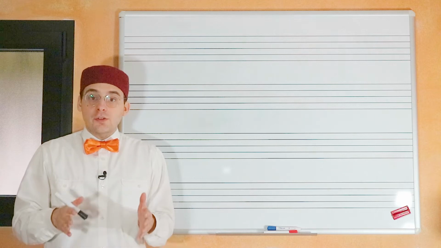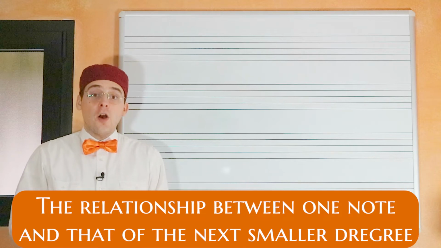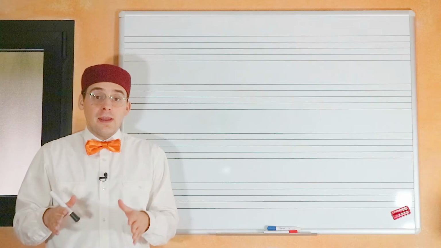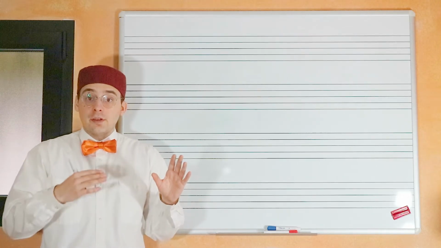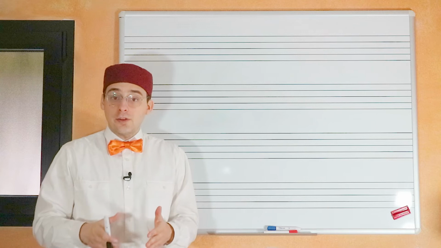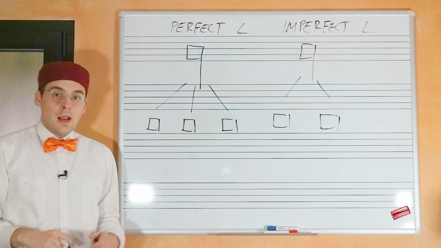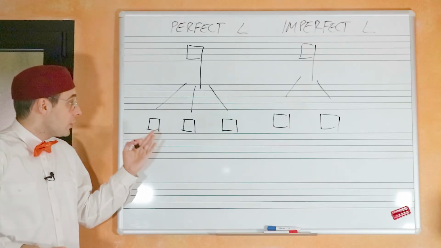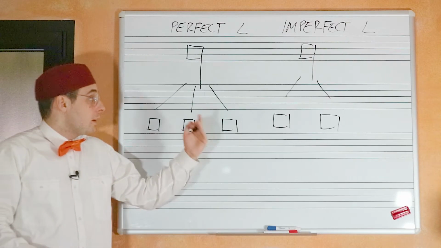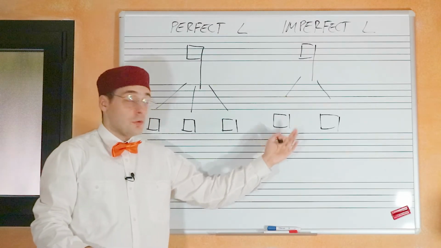In the previous video I explained to you the concept of mensuration, that is the relationship between one note and that of the next smaller degree. I said that the mensuration can be perfect or imperfect depending on whether a note contains 2 or 3 notes of the next smaller degree. Let's start with the longa. In the first example, you can see the perfect longa, composed of 3 brevis. In the second example, you can see the imperfect longa, composed of 2 brevis.